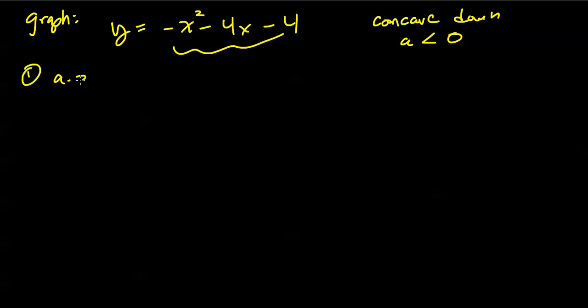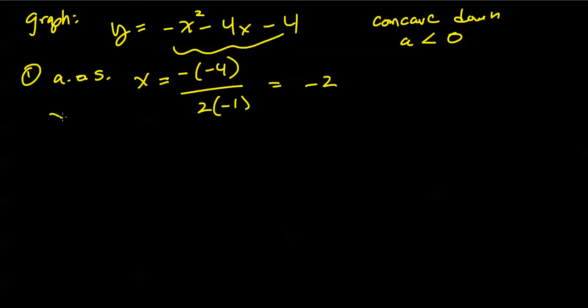Step 1. Find the axis of symmetry. Well, that's going to be, according to the equation, x equals minus b over 2 times a. So it's going to be positive 4 divided by negative 2. Your axis of symmetry is the vertical line x equals minus 2.